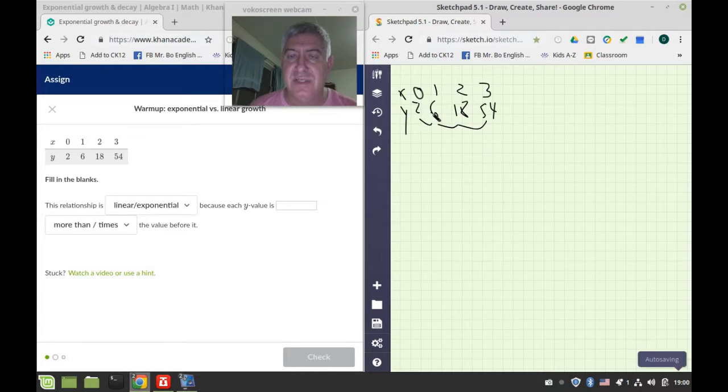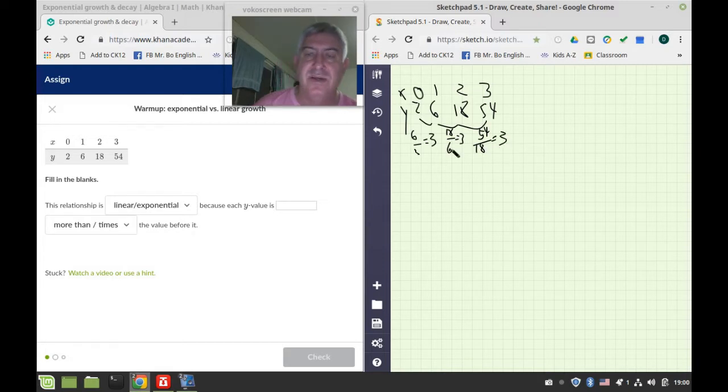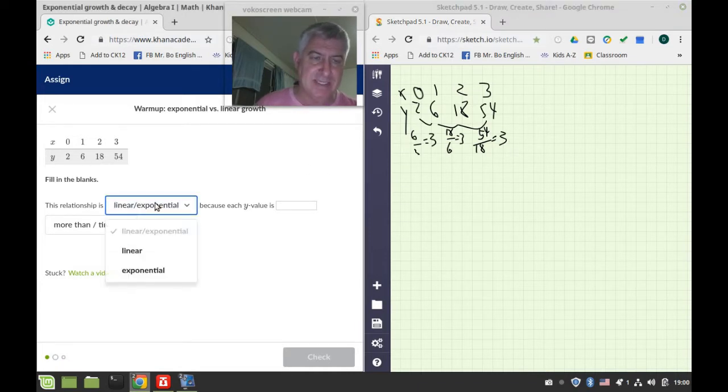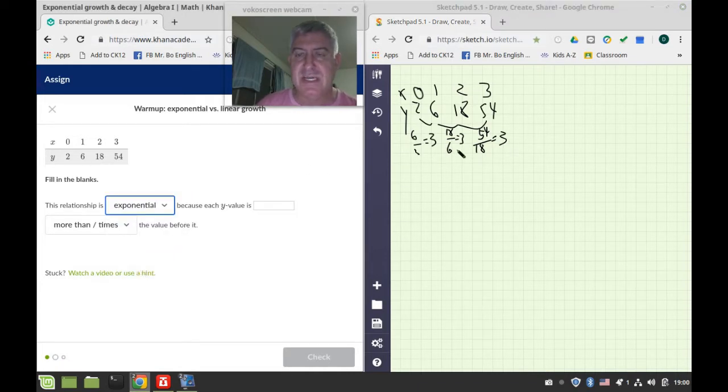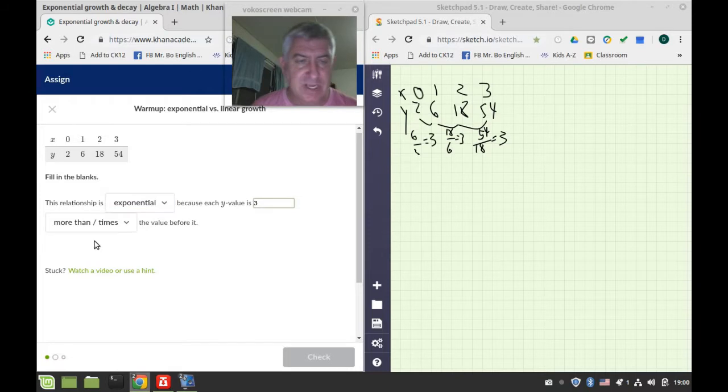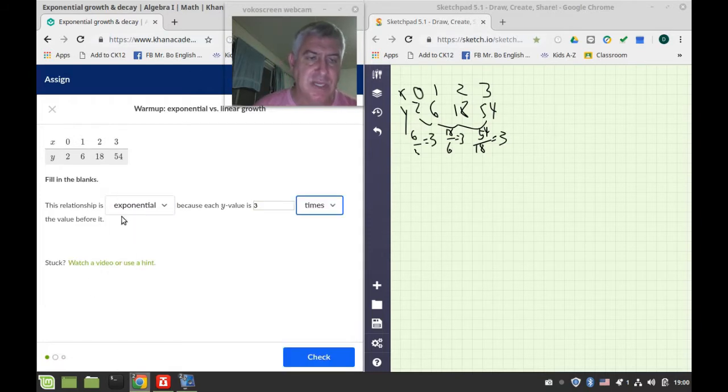But let's see. 6 divided by 2 is equal to 3. And 18 divided by 6 is 3. And 54 divided by 18 is equal to 3. So we are multiplying by the same number each time, and that makes it exponential. Times 3, times 3, times 3. This relationship is exponential because each y value is 3 times the value before it.